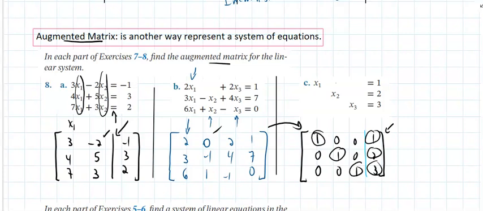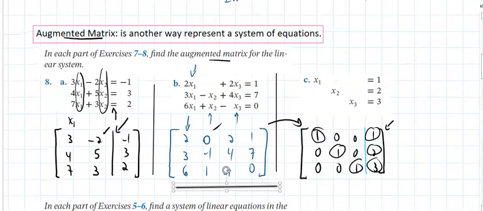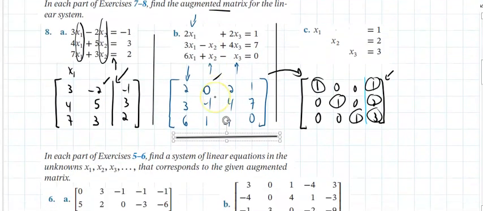Now, to make it look like that, that's a lot of work. We do that in very special cases. In general, we just work out to make it a triangular matrix. We'll talk about what that means in a few minutes.